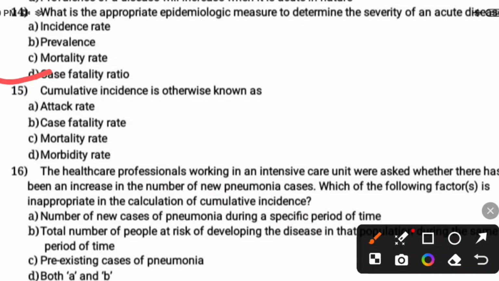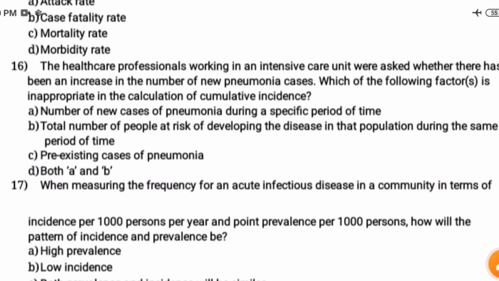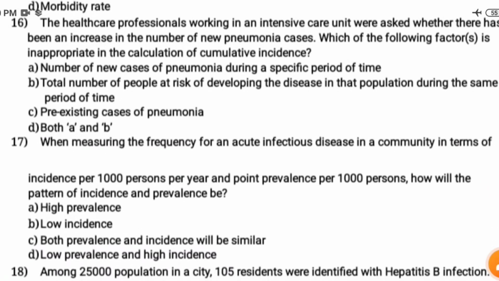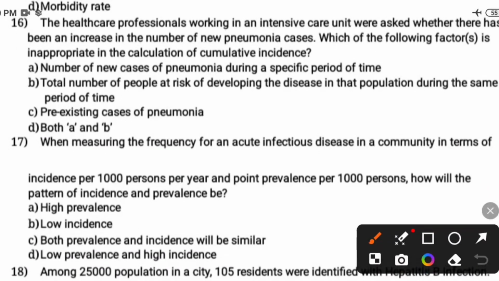So the best answer here is attack rate. Cumulative incidence is attack rate. Healthcare professionals working in an intensive care unit were asked whether there has been an increase in the number of new pneumonia cases. Which of the following factors is inappropriate in the calculation of cumulative incidence?